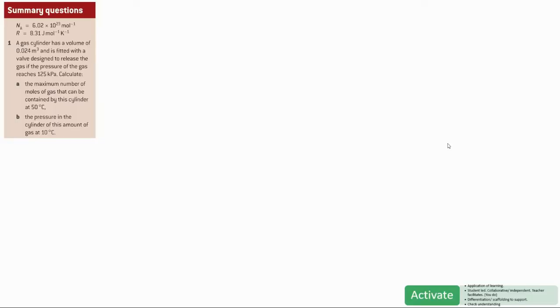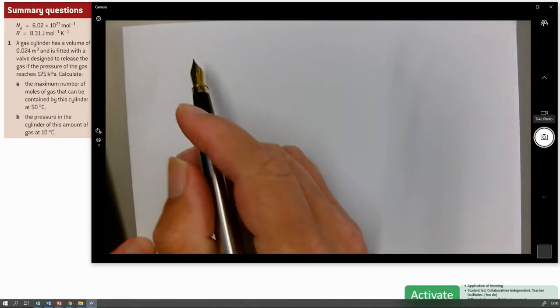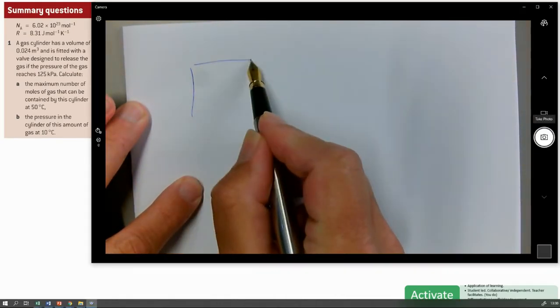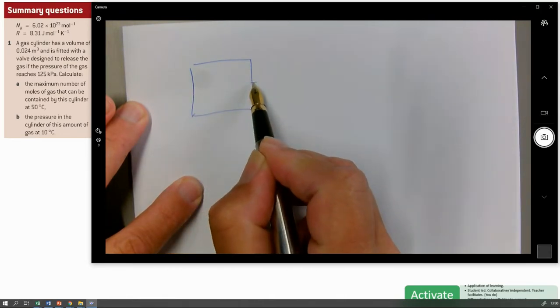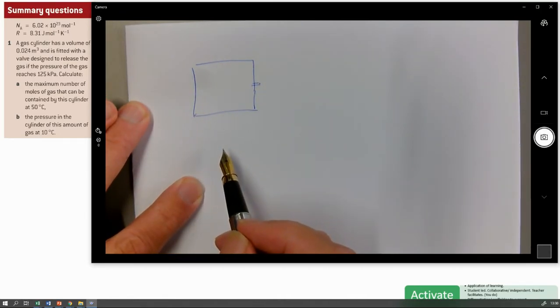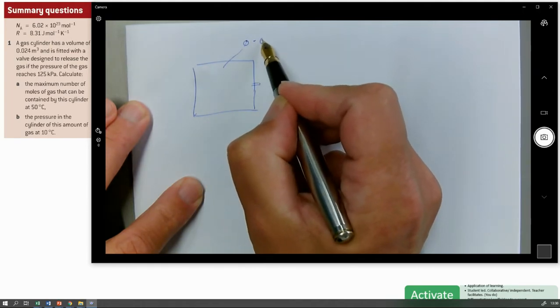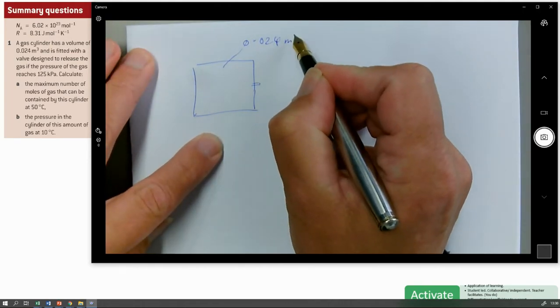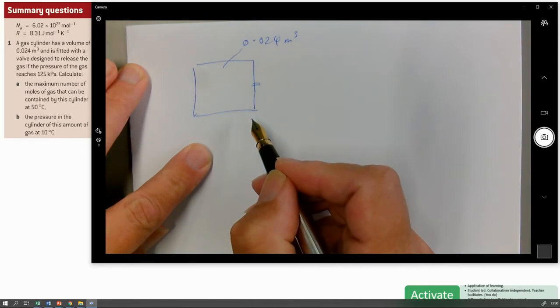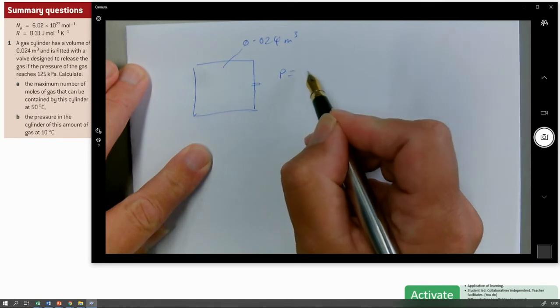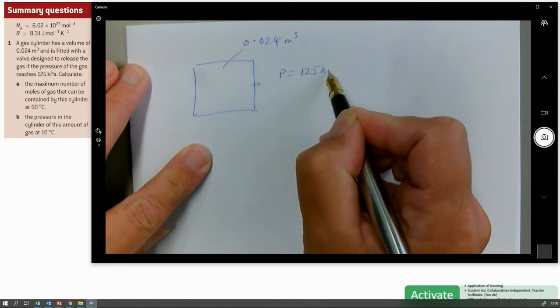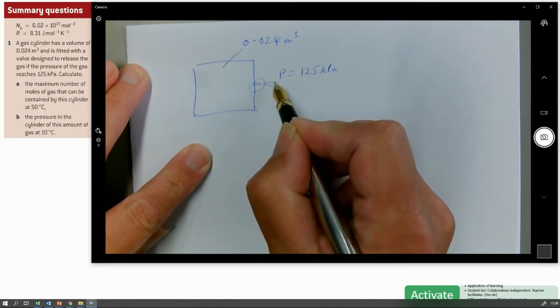Summary question. That's a fixed volume, and it has a safety valve. Let's draw some sort of picture. There we go. Can you see? So we've got a box of gas with a safety valve. It's got a volume of 0.024 meters cubed, and the pressure can safely go up to 125 kilopascals before this valve lets all the gas out.